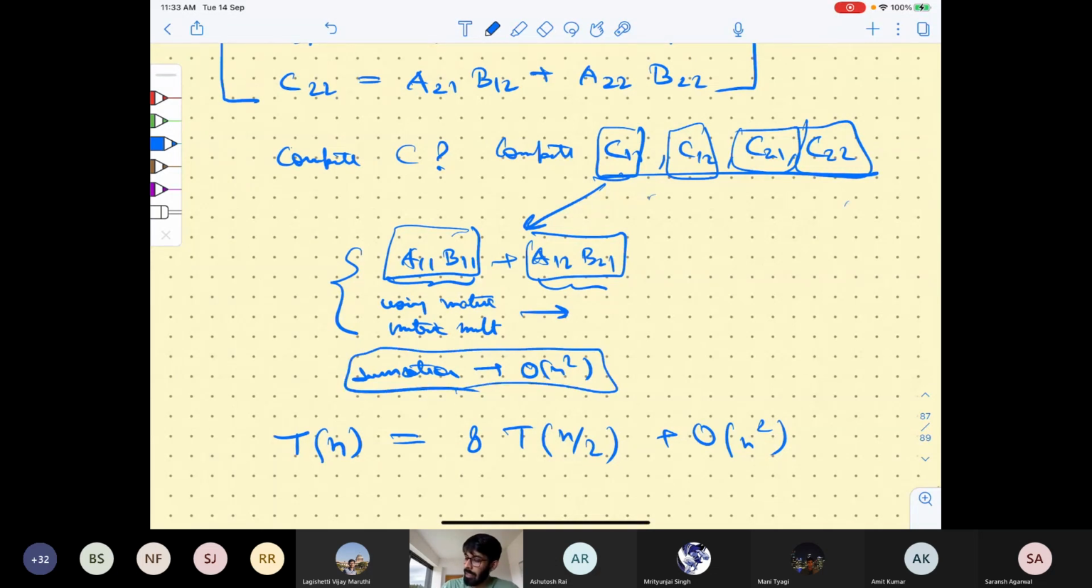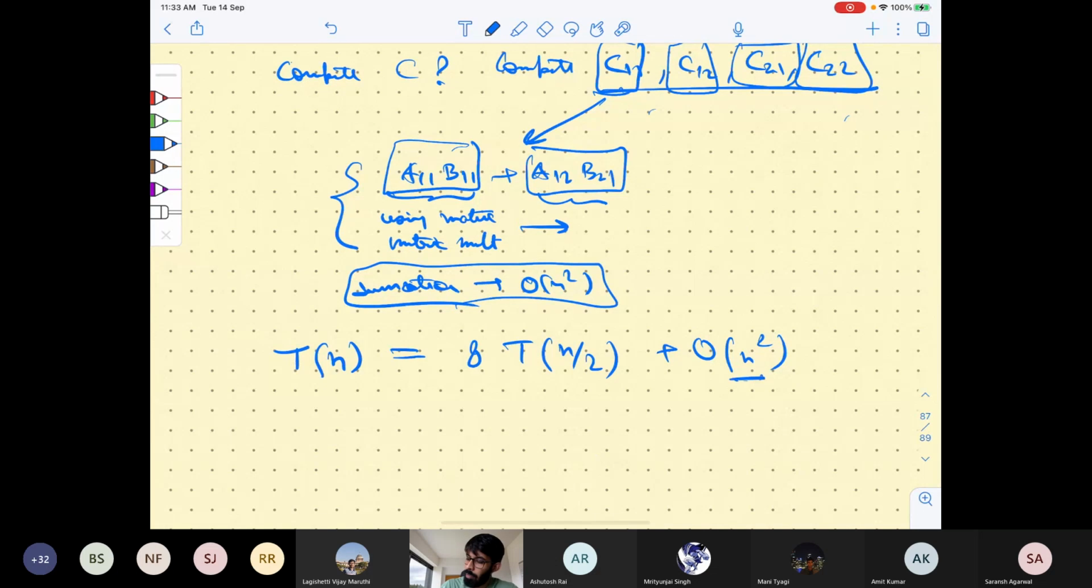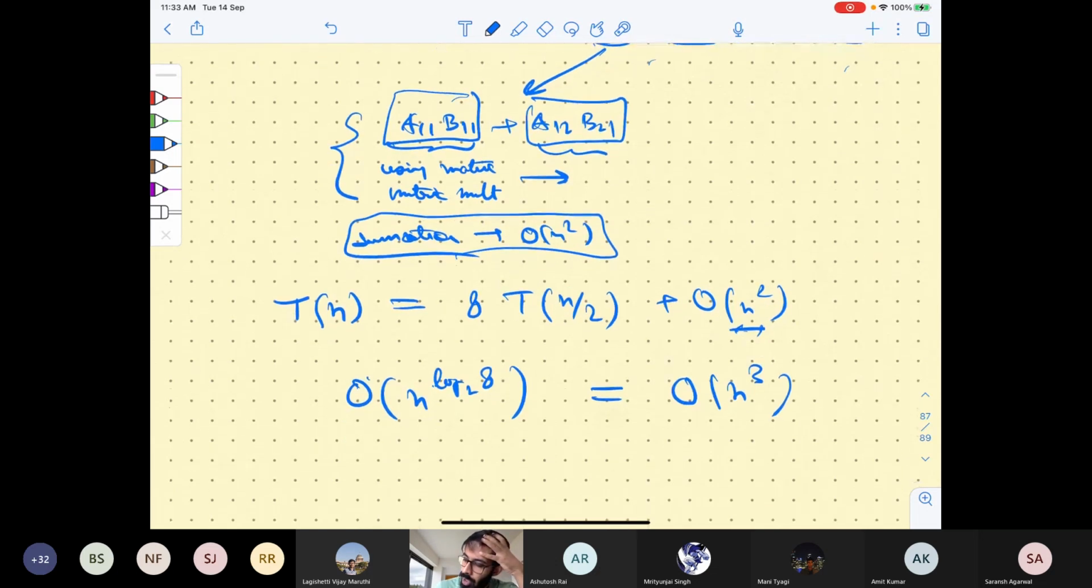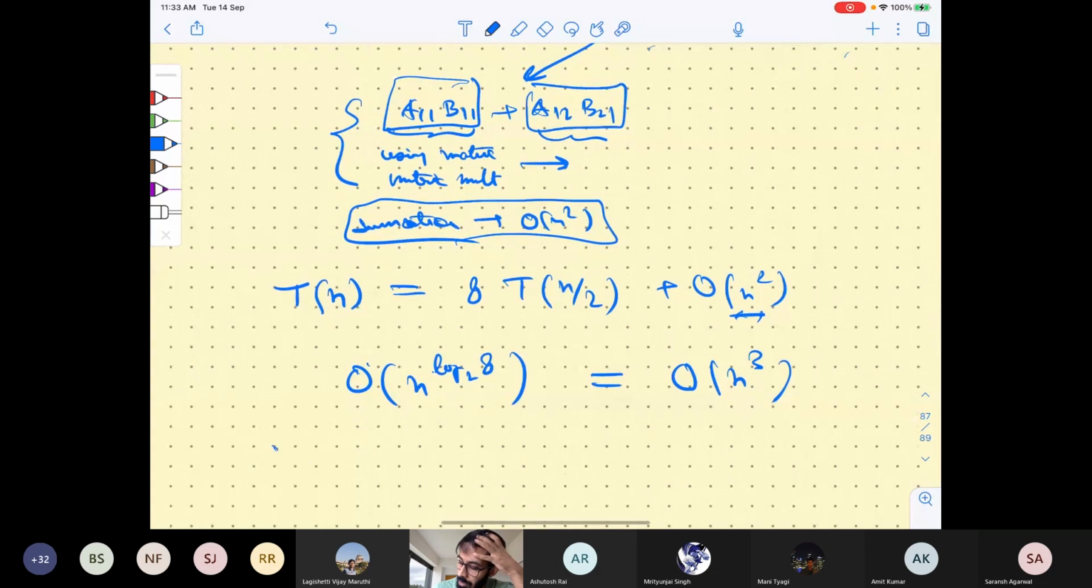Okay, and we had not seen this in this form, but if you solve this, this will also come out to be order n to the log 2 base 8, which is equal to order n cube. So again, we did not end up gaining much.